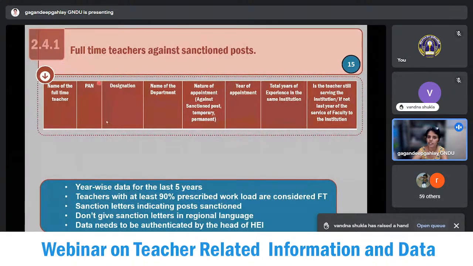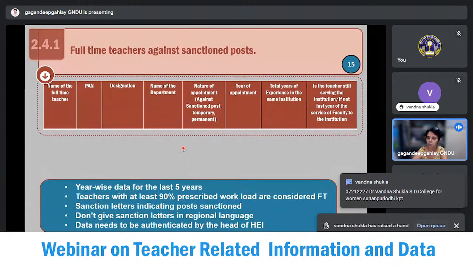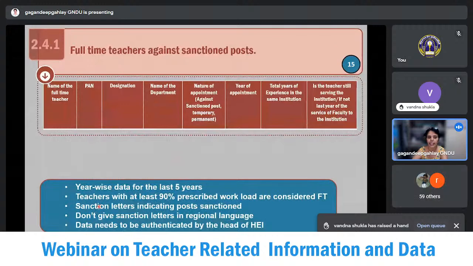Now, if it is an AQAR, you need the current academic year data. But if it is for SSR, then you will need year-wise data for the last 5 years. A very important thing which needs to be remembered is that when we are talking about the sanctioned posts, we need to give a proof either in the form of a sanction letter or any other document which indicates how many posts have been sanctioned.